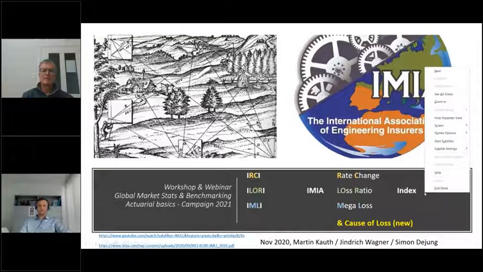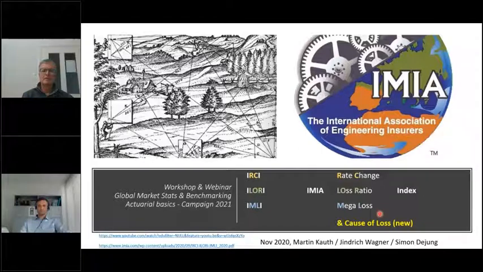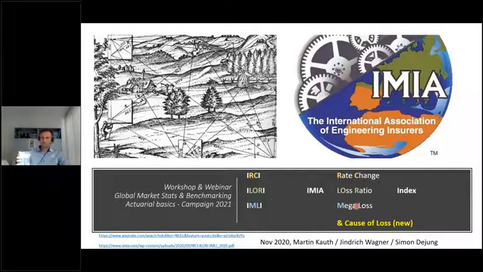Let me quickly switch to the laser pointer mode. This is cause of loss. We had the feedback after the presentation at the IMIA conference that we tackled the mega losses. These are market losses, but there are only a few in the last 30 years, around 100 above our threshold of 50 million. So these are the headline losses, even going into the press. But what happens with the attritionals and the large losses, which are maybe not that visible? What are the causes of loss behind these? Because you might remember, for example, NatCat for the mega losses was not the big driver.